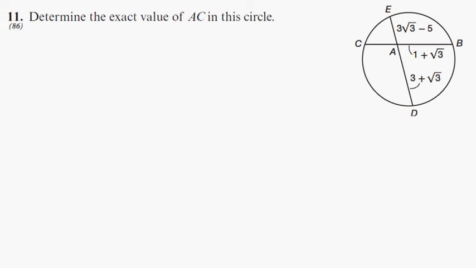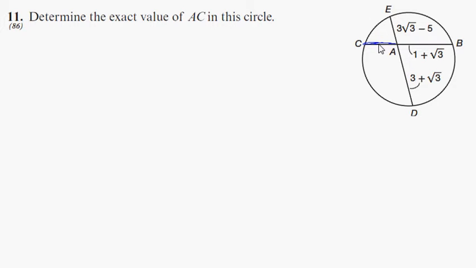Algebra 11 is actually not so, the concept you're very well aware of. The math, the algebra that's going to go with it is what's a little bit challenging, and that's why I'm doing a video for this one. So we're looking for the value of AC. So it's this right here.